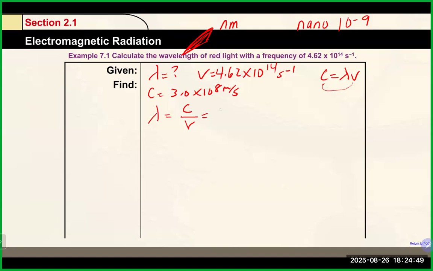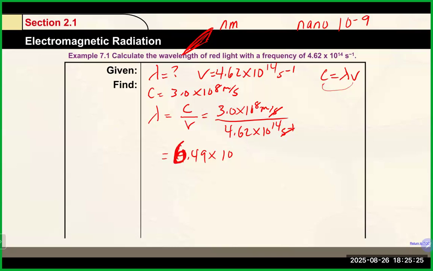Putting in our numbers here, we're going to go 3 times 10 to the 8 meters per second divided by 4.62 times 10 to the 14 reciprocal seconds. The seconds will actually cancel each other out, and that will get us here. You definitely want to make sure you're using your exponent button when you punch that in. That is going to get us basically 6.49 times 10 to the minus 7 meters in this particular case.